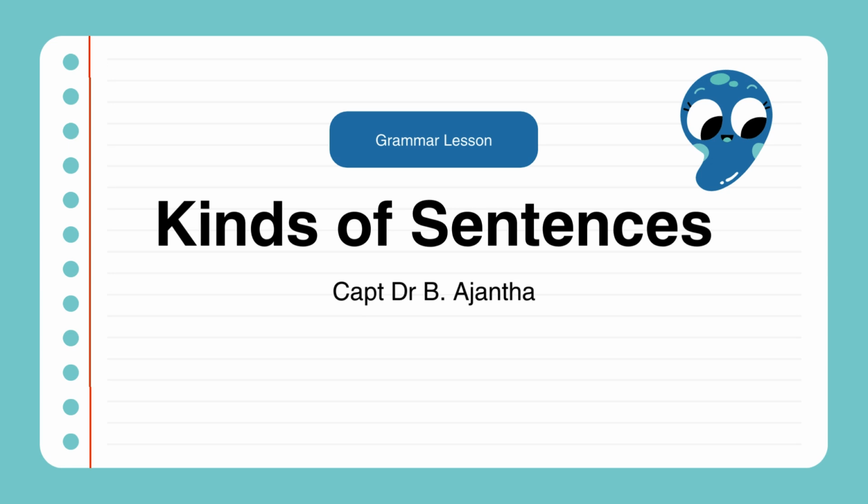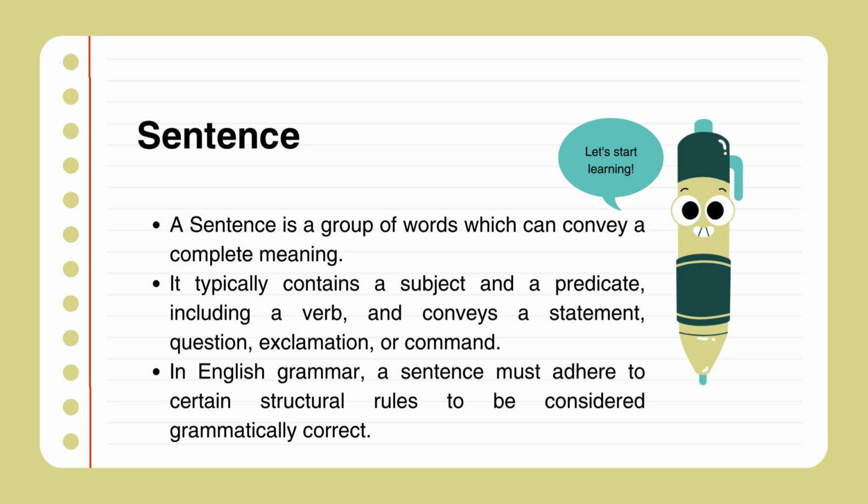Let's jump right in. A sentence is a group of words which can convey a complete meaning. It typically contains a subject and a predicate, including a verb, and conveys a statement, question, exclamation, or command. In English grammar, a sentence must adhere to certain structural rules to be considered grammatically correct.